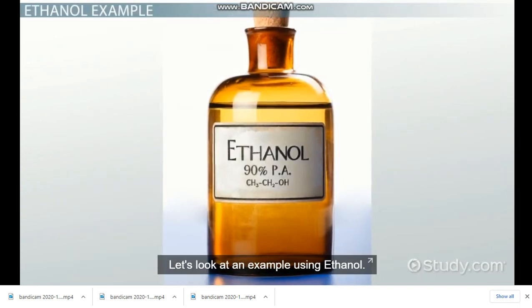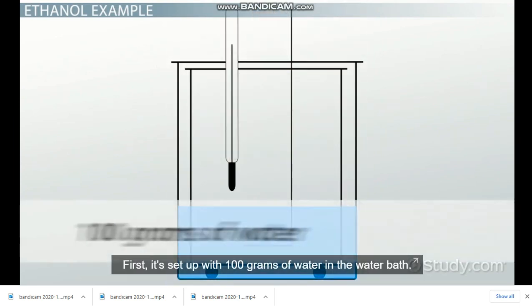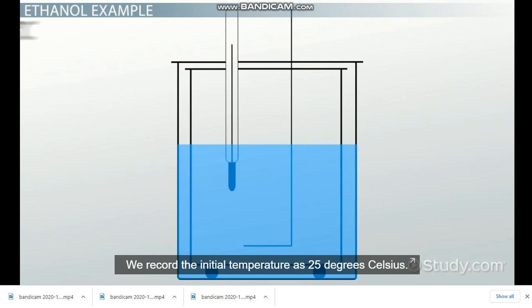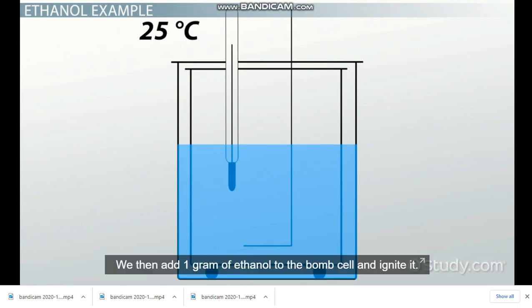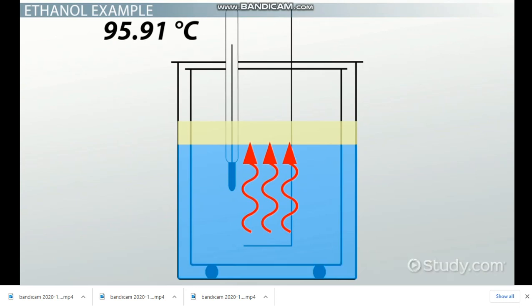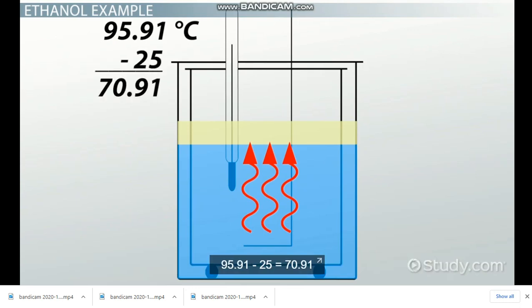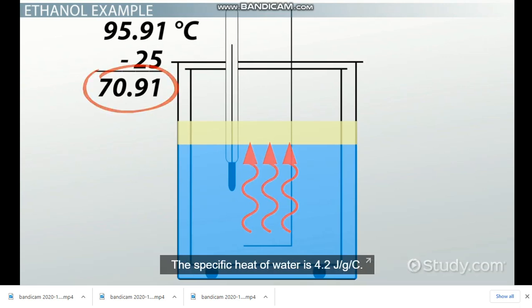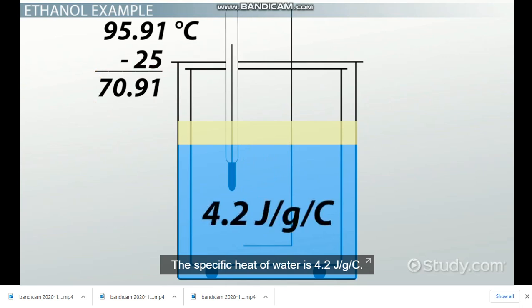Let's look at an example using ethanol. First, it's set up with 100 grams of water in the water bath. We record the initial temperature as 25 degrees Celsius. We then add 1 gram of ethanol to the bomb cell and ignite it. The temperature of the water increases up to 95.91 degrees Celsius. 95.91 minus 25 equals 70.91. So the change in temperature is 70.91 degrees Celsius. The specific heat of water is 4.2 joules per gram degrees Celsius.